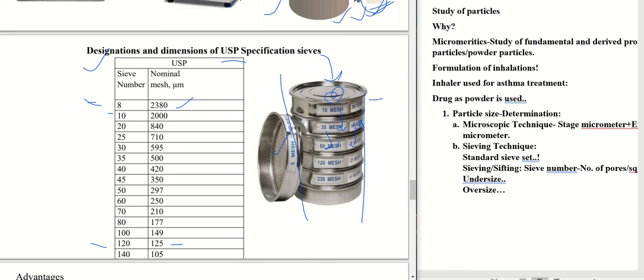To put all this in a nutshell, it is very simple. The particles retained on the mesh would be oversized for that particular mesh number, because they are not passed through the mesh. Simple. And the particles from the mesh through which they have passed would be called undersize. They are lesser than the pore size, so they have passed through the mesh, so they are known as undersize.